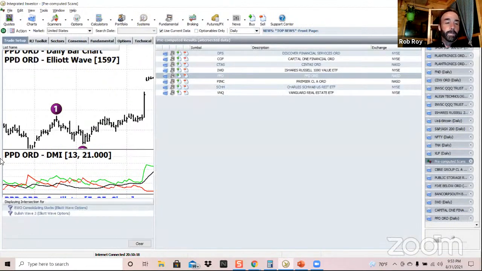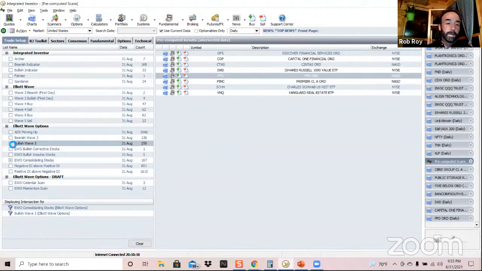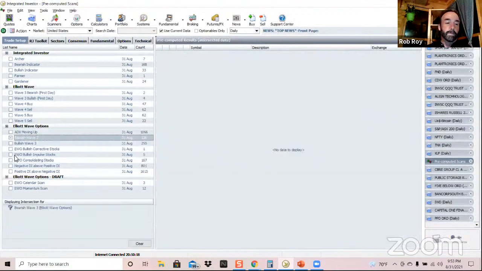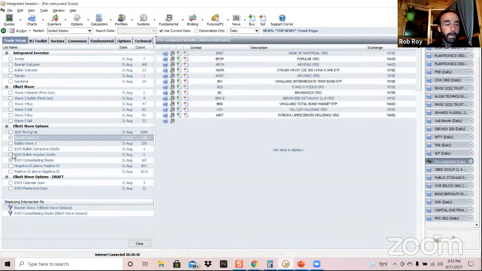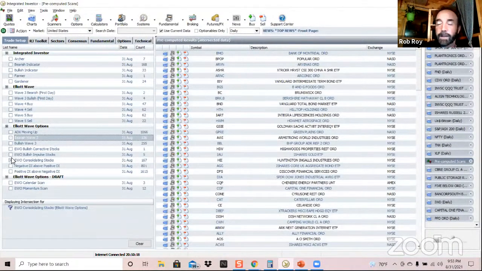Let's see if there's anything on the bearish side. We might just have to look at the plain old long list and just pick one out. I'm trying to speed things up here so that we can get to some questions. Now we take a look at the bearish wave 3. Nothing to look at there. There rarely is anything because stocks move down so fast, they tend not to really consolidate on the way down.